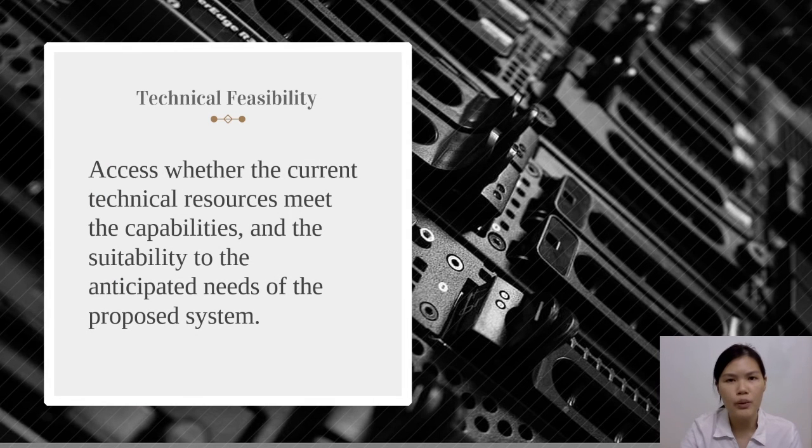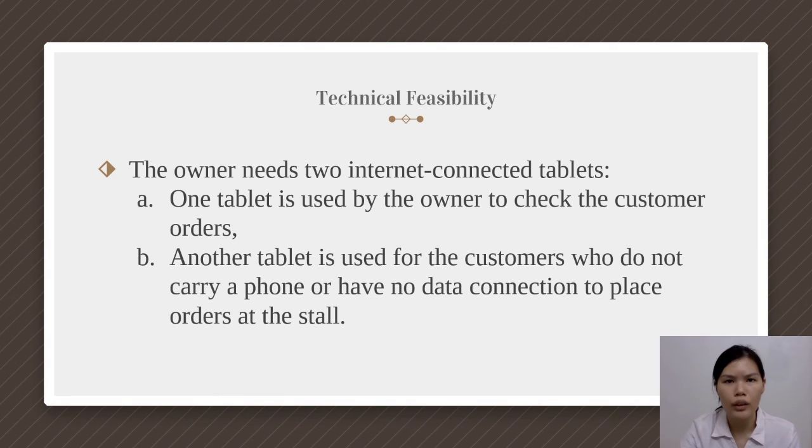Before designing a new system, a technical feasibility analysis must be carried out to determine the technical difficulties and problems that the system may cause. It allows companies to assess whether the current technical resources meet the capabilities and suitability for the anticipated needs of the proposed system. The owner needs 2 internet-connected tablets for the sales order system. One tablet is used by the owner to check the customer orders, while the other tablet is used for customers who do not carry a phone or have no data connection to place orders at the store.